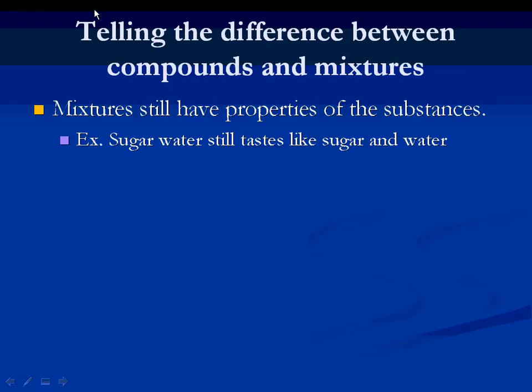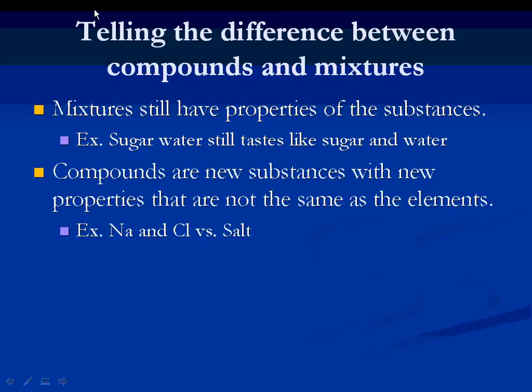All right. Mixtures still have the properties of the substances in them. For instance, if you put sugar in water, mix it up, it's a mixture. How do you know it's a mixture? It still tastes sugary. If it was a compound, it wouldn't taste sugary anymore. Compounds have new properties that are not the same as the elements. A really good chemistry example is that of salt. Salt is sodium chloride. Salt is made of sodium atoms and chlorine atoms, but they're now bonded.